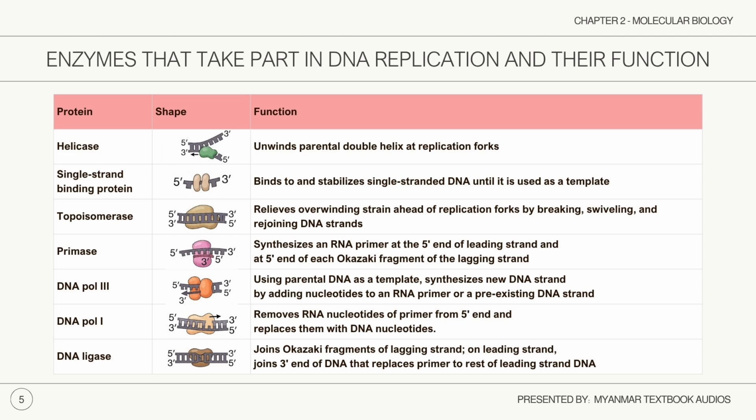Primase synthesizes an RNA primer at the 5' end of the leading strand, and at the 5' end of each Okazaki fragment of the lagging strand. DNA polymerase III, using parental DNA as a template, synthesizes a new DNA strand by adding nucleotides to an RNA primer or a pre-existing DNA strand. DNA polymerase I removes RNA nucleotides of the primer from the 5' end and replaces them with DNA nucleotides. DNA ligase joins Okazaki fragments of the lagging strand. On the leading strand, it joins the 3' end of the DNA that replaces the primer to the rest of the leading strand DNA.